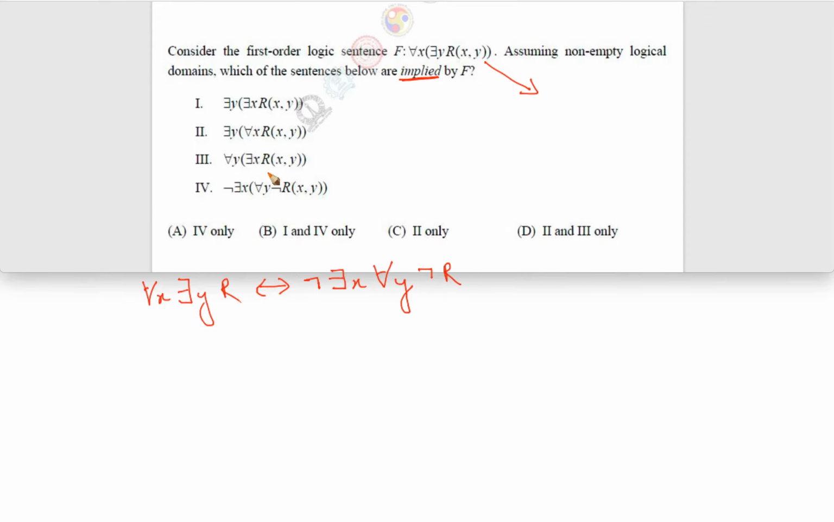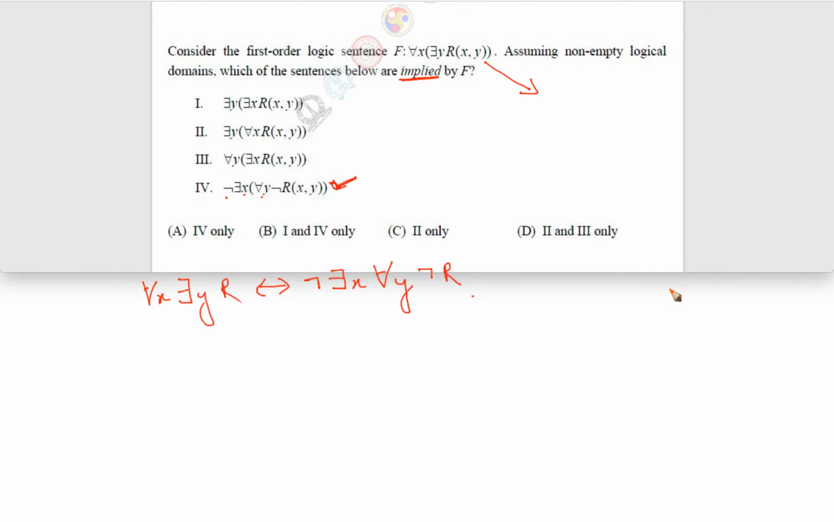Okay, so here we can see that it is not of there exists x for all y not r, right? So this thing is basically this thing only, right? So this thing is definitely, since it is equivalent, definitely implication is also there. Let's go to the other formats.